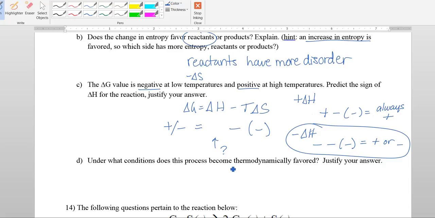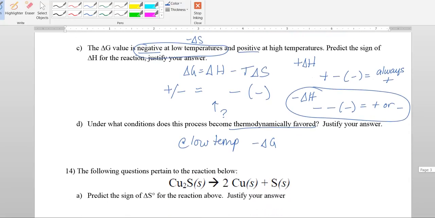So under what conditions does this process become thermodynamically favored? That means under what conditions does G become negative? And it just told us right here it is negative at low temperatures. So at low temperatures, you end up with a negative delta G. So that means that the process will be favored at low temperatures.